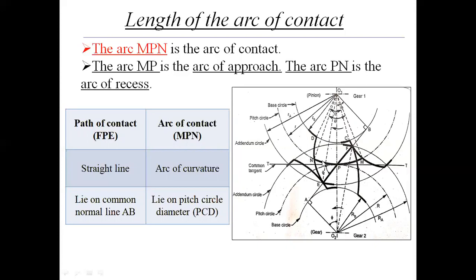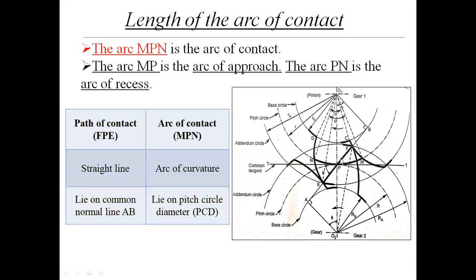As we learned in the previous lecture, FE is the length of path of contact, in which FP is the path of approach and PE is the path of recess. The same thing happens here also. The arc MP is called the arc of approach and arc PN is called the arc of recess.